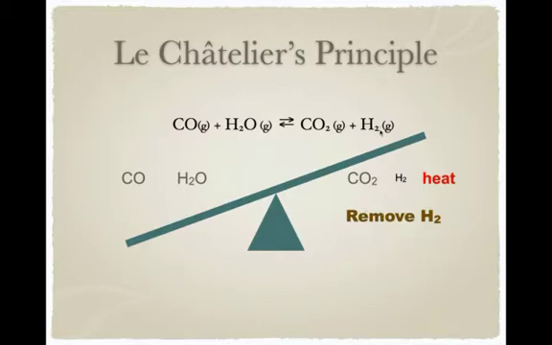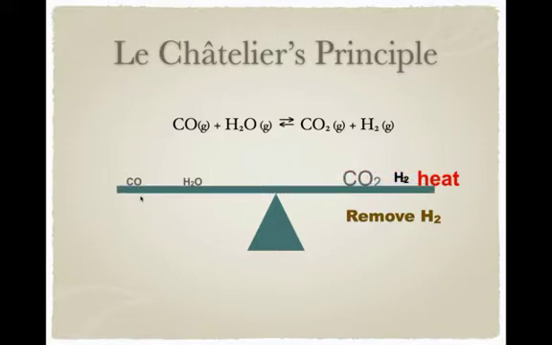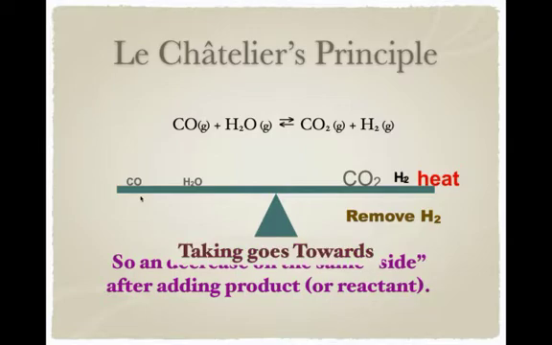Because I reduce this, it goes up. And so I need to re-establish equilibrium. To do that, I'll have to make more H2 and reduce the amount of CO and H2O to allow it to come back into balance. My memory device for this is: if you take, it goes towards. So I took away from the H2 side, and so I'm going to shift some of the mass to the H2 and the CO2 side.